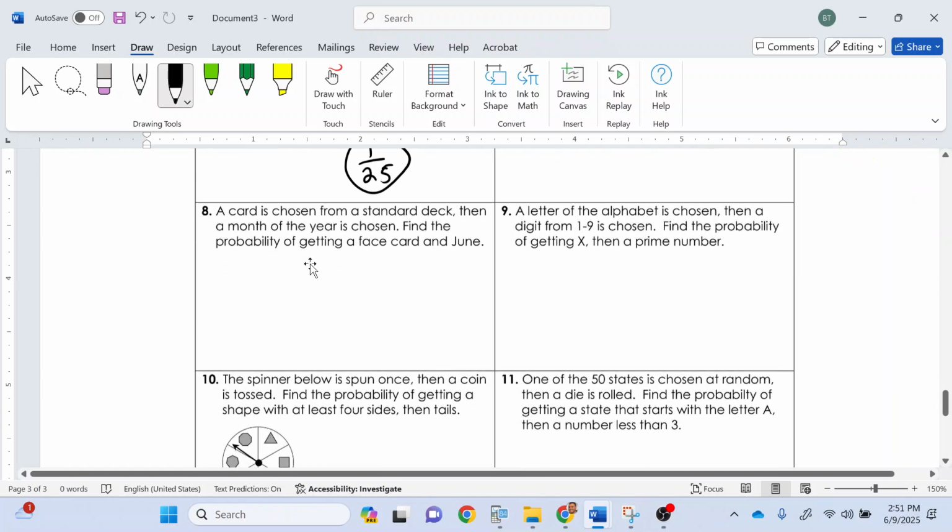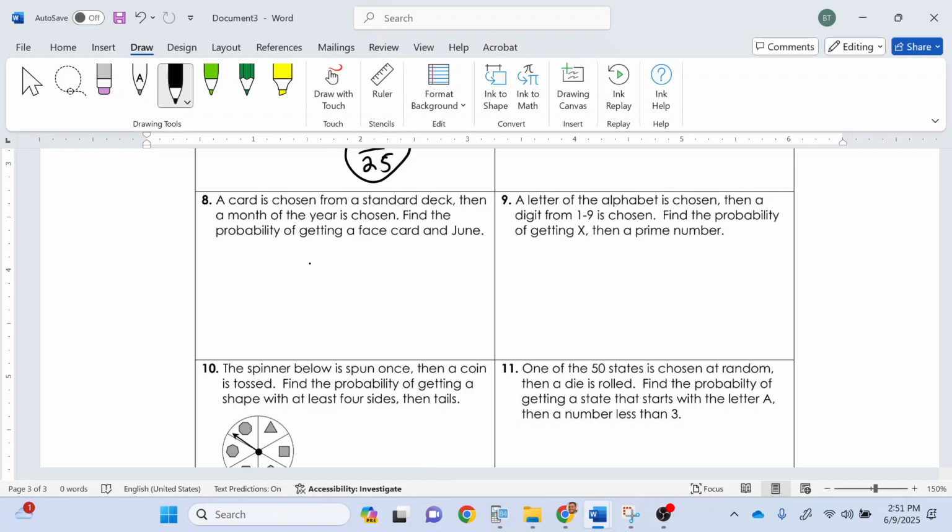Next one. A card is chosen. I hear card, I cross it out. I'm not giving you a card question. A letter in the alphabet is chosen, then a digit from 1 to 9 is chosen. What's the probability of getting X and then a prime number?